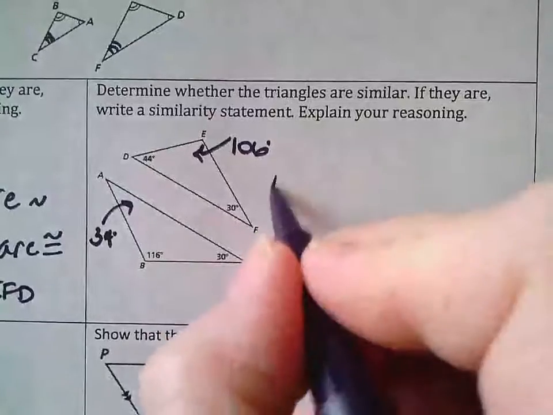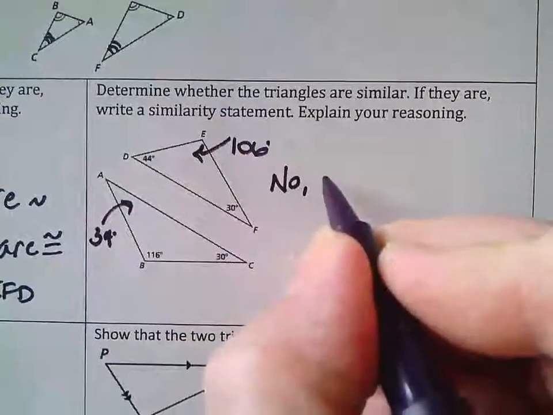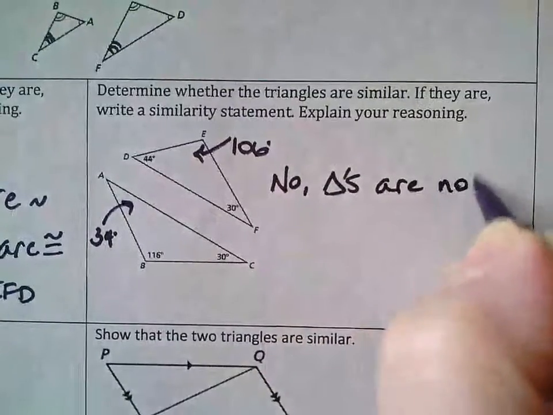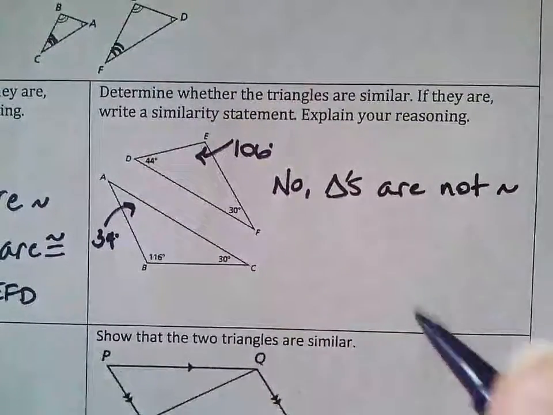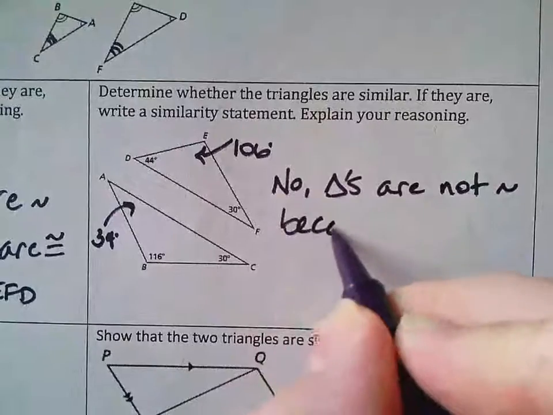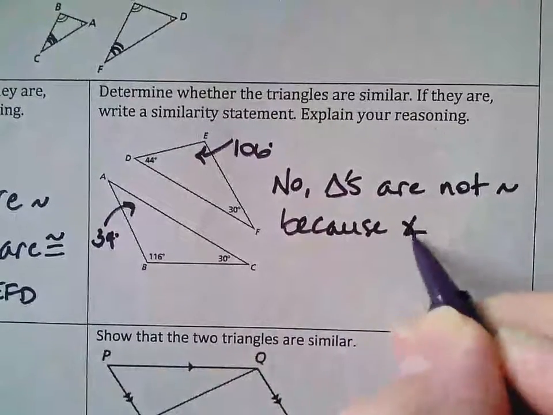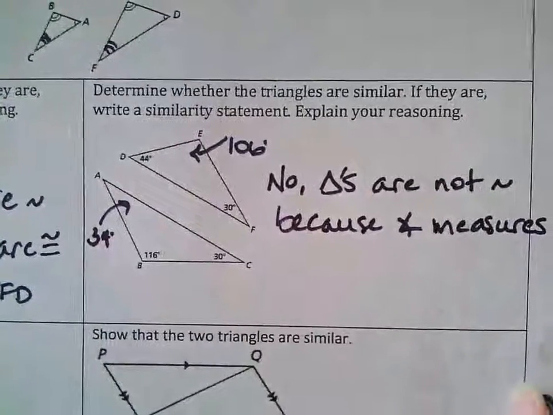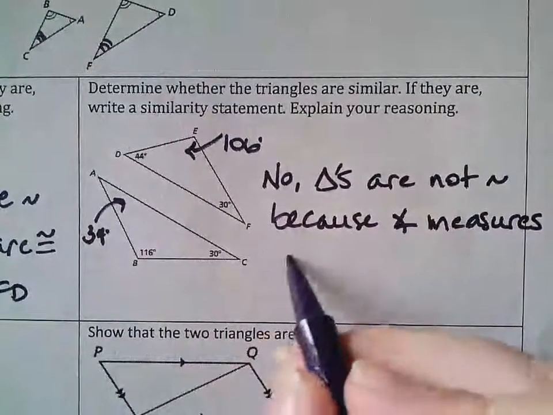So no, the triangles are not similar because angle measures are not congruent.